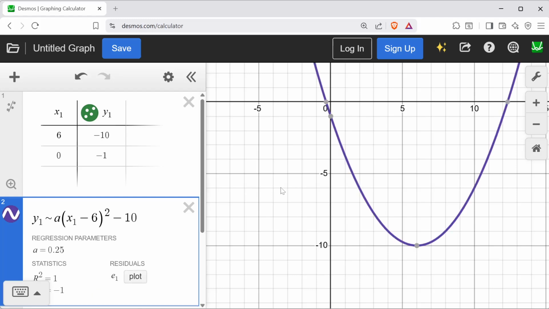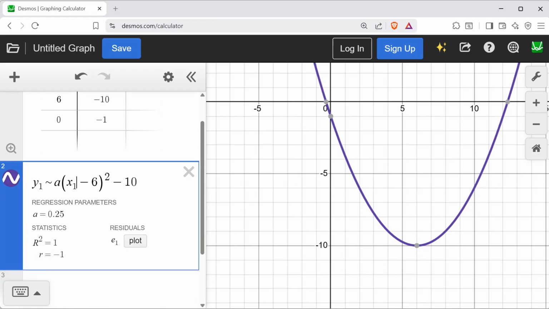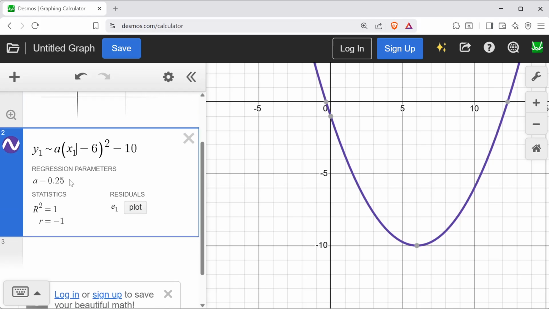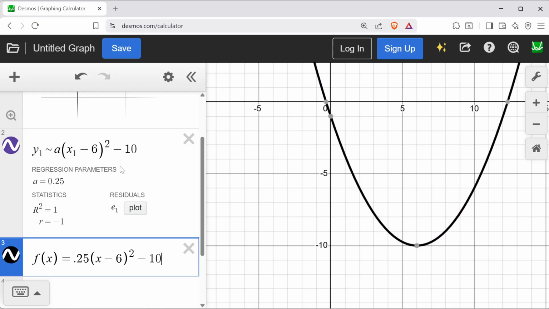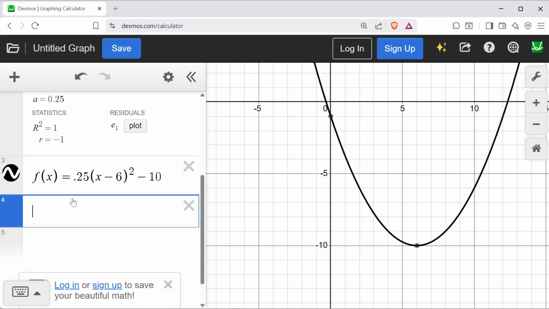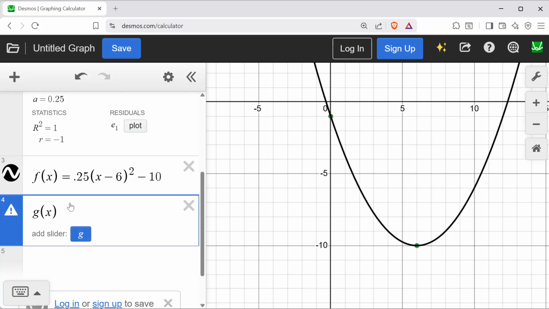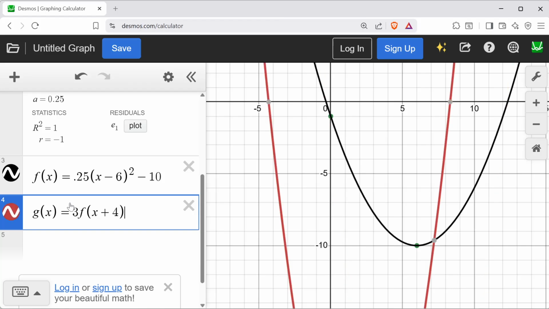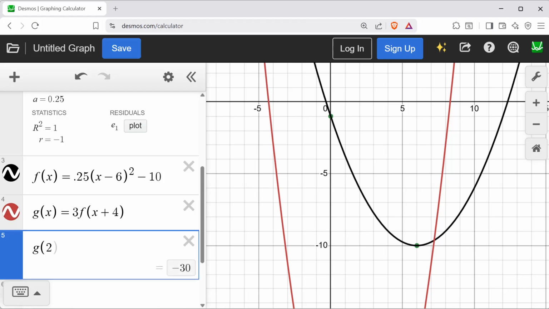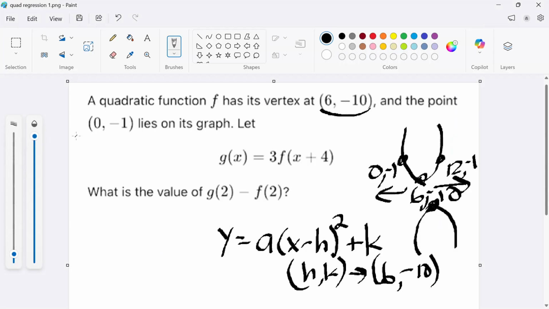And I should have put a sub on the x. And see, now it's got the right vertex with 6, negative 10. And then I would proceed exactly the same way. I would put f of x equals, I've got a as 0.25, equals 0.25 times x minus 6 squared minus 10. And then I could put g of x equals 3 times f of x plus 4, and then I just do g of 2 minus f of 2, and I get negative 24. So either way with that one comes out right.